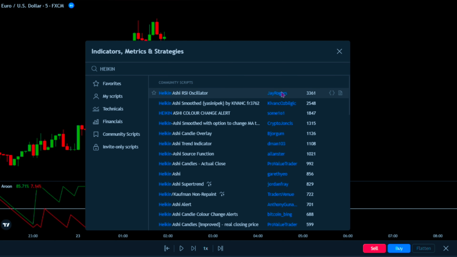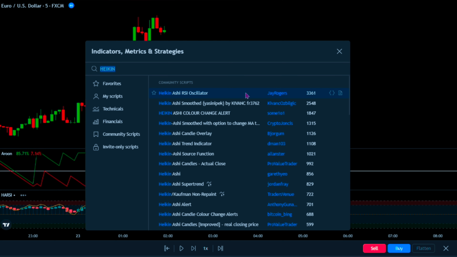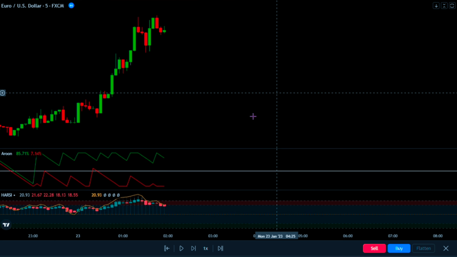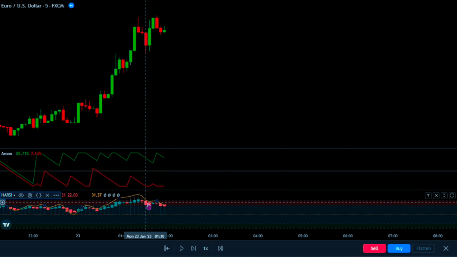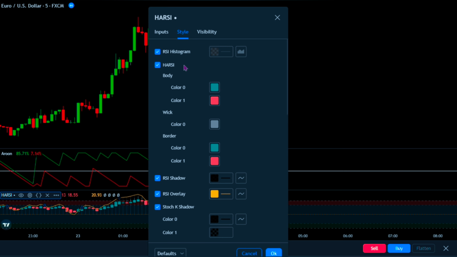This one right here by J. Rogers. This tool is Heiken Ashi candles in an oscillator format, derived from RSI calculations, aimed at smoothing out some of the inherent noise seen with standard RSI candlestick. Let's quickly adjust the settings as well. Bring up the indicator panel. On the style, uncheck these settings.